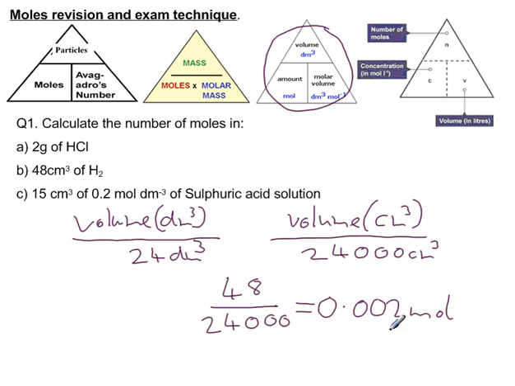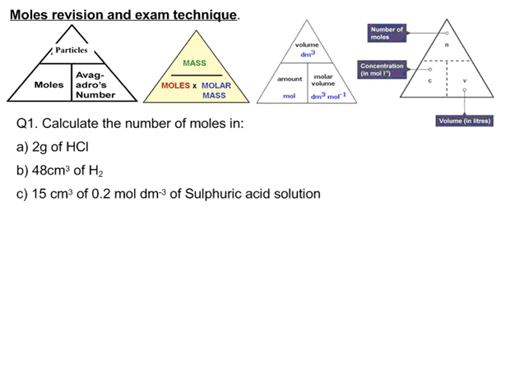Which is 0.002 moles. Okay, and then on to C. Calculate the number of moles in 15 centimeter cubed of 0.2 moles per litre of sulfuric acid solution.